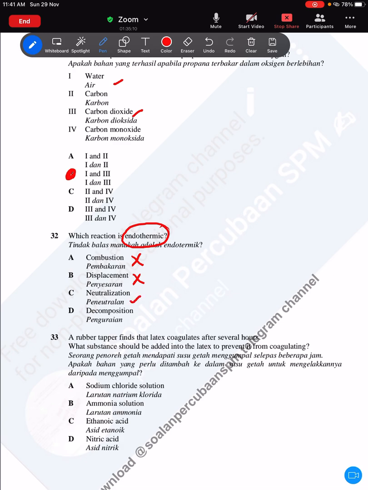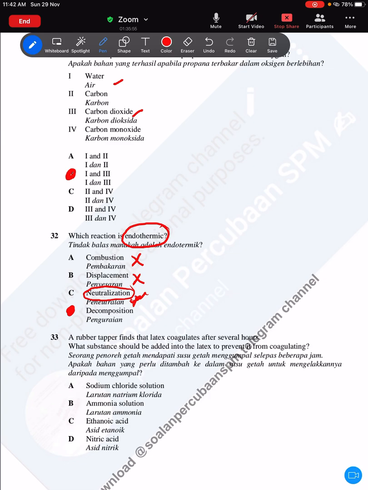Neutralization sometimes also can be endothermic. Sometimes neutralization could be endothermic as well. And decomposition, if they're talking about thermal decomposition of the nitrite salt, okay lah, boleh lah. We take the precise one, the D, boleh je. Because not all neutralization is endothermic. Okay? Over here, they just put it in a general. But all decomposition will be the endothermic.